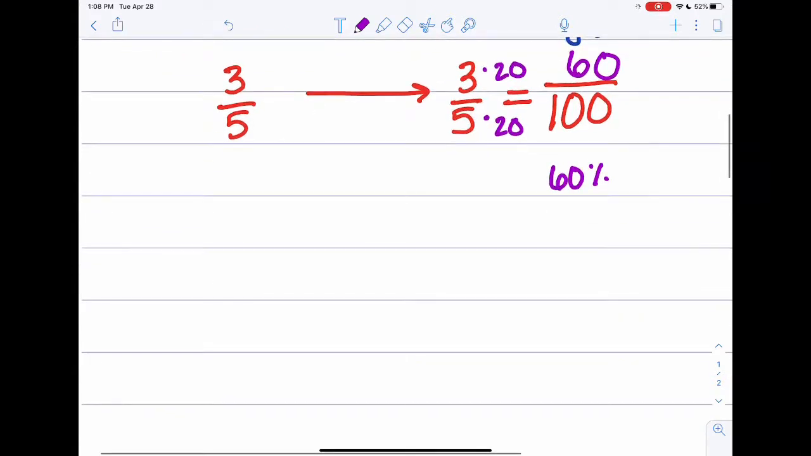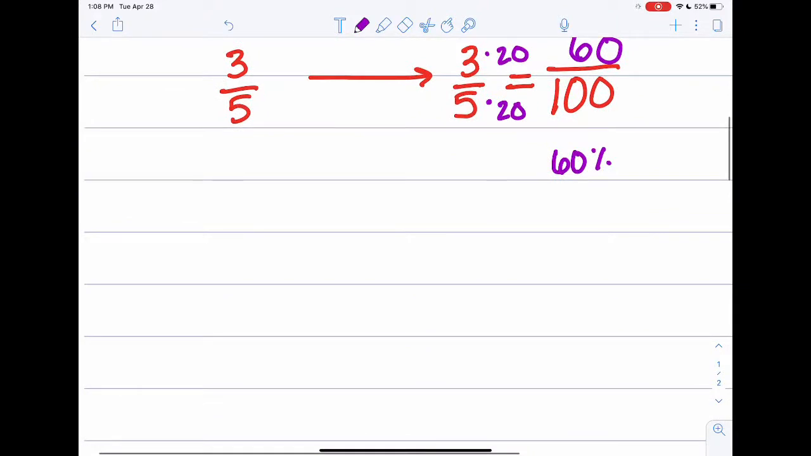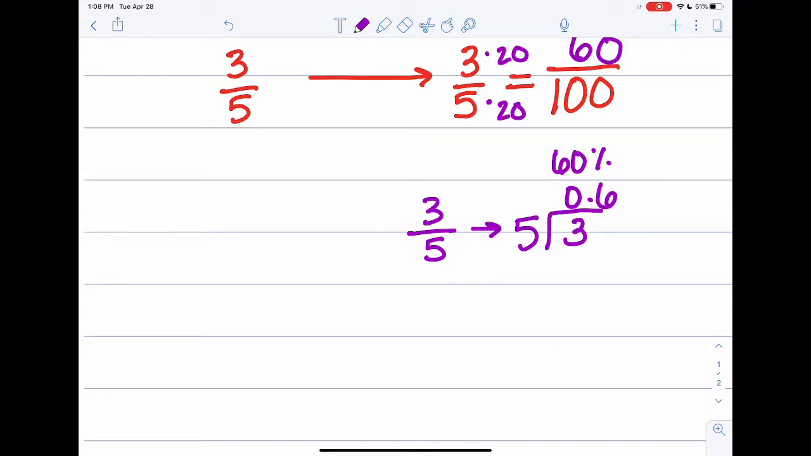An easier way to figure out what the percentage is, is going straight to your calculator. So remember, fractions mean the same thing as division. So this is the same thing as 3 divided by 5. So when I divide 3 by 5, I get 0.6. And to turn the 0.6 into a percentage, I need to multiply it by 100 because percentages are out of 100. So this gives me 60%.